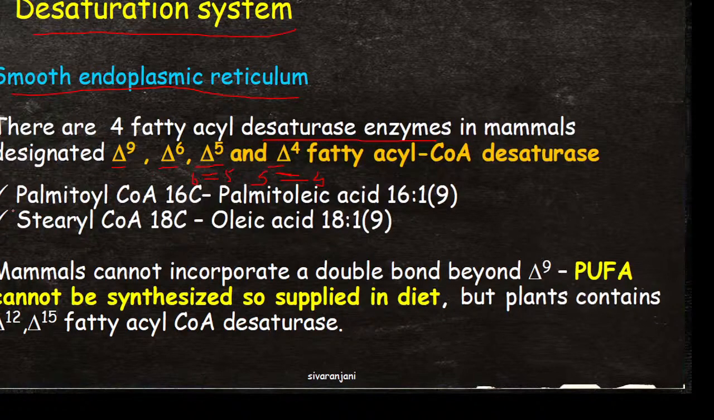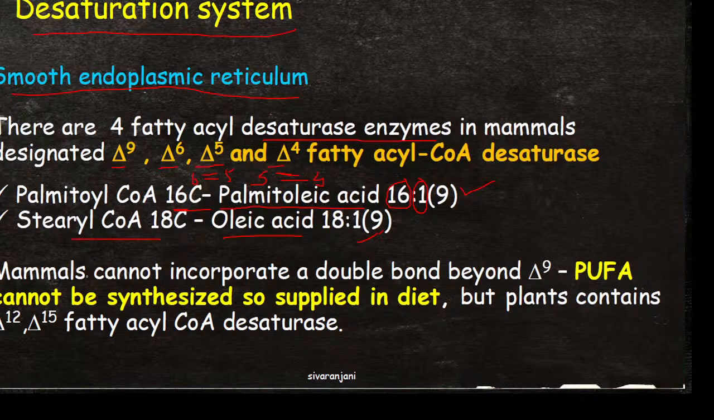Okay. Palmitoyl CoA is a 16 carbon containing saturated fatty acid. From palmitic acid, it can be converted to palmitoleic acid. So it contains 16 carbons, and it contains only one unsaturation site at the 9th carbon atom. So stearoyl CoA can be converted to oleic acid. So here also it contains one double bond at the 9th carbon atom.